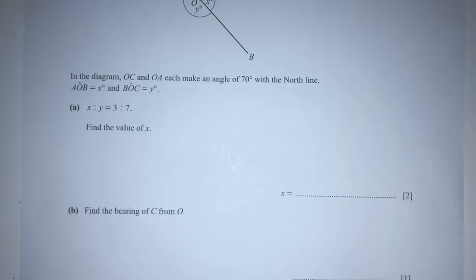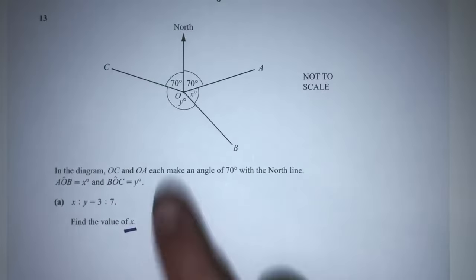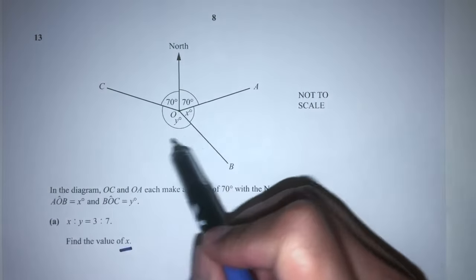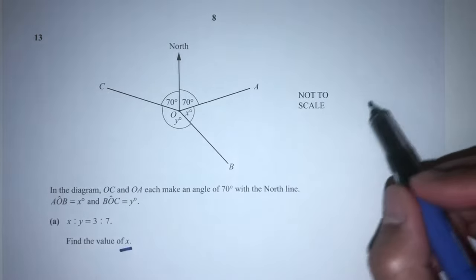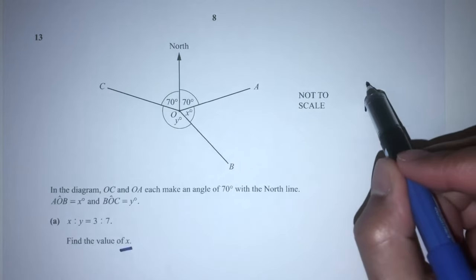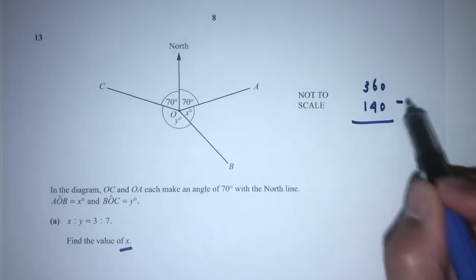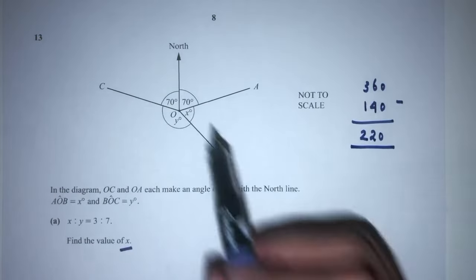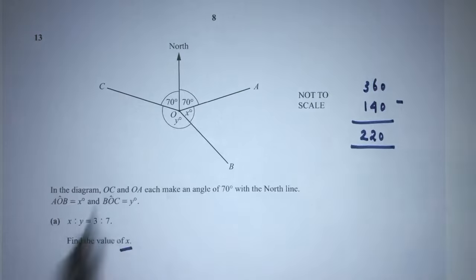Okay, so we have been given the ratio of those two angles, so we have to find the value of X. Pretty easy. We know that everything together around the circle is 360, so let's see what the remaining angle is. 70 plus 70 will be 140. 360 minus 140 will be 220. So these two together will be 220.